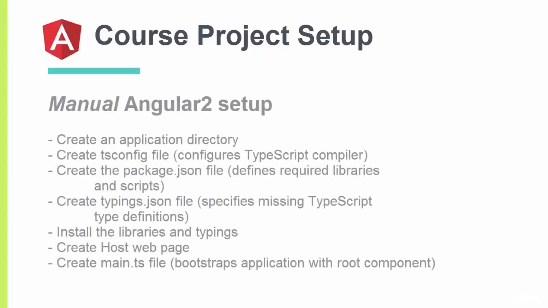To manually set up an Angular 2 application, we would need to create an application folder, create the tsconfig file to configure the TypeScript compiler, create the package.json file to define the libraries and scripts that we need, create the typings.json file that specifies a missing TypeScript type definition file, install the libraries and typings files, create the host web page, normally index.html, and create the main.ts file to bootstrap the Angular 2 application with the root component. Obviously, this is an exhaustive list.